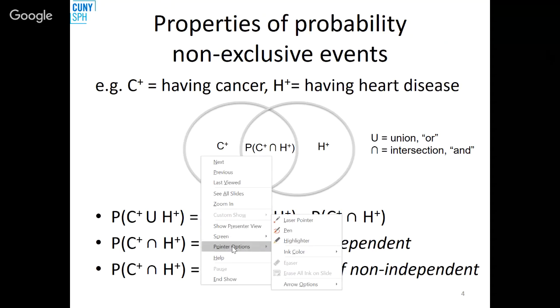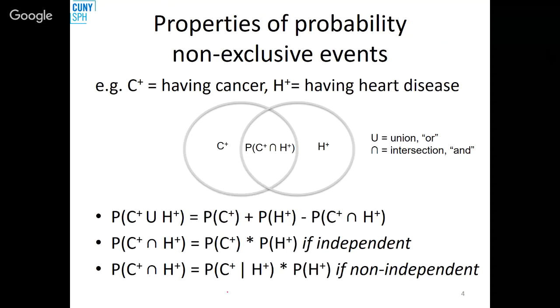Probability of H and then C, given. All right, then what else do I have? What else do I put? Multiply by the probability of having cancer. Yeah, very good. Very good.